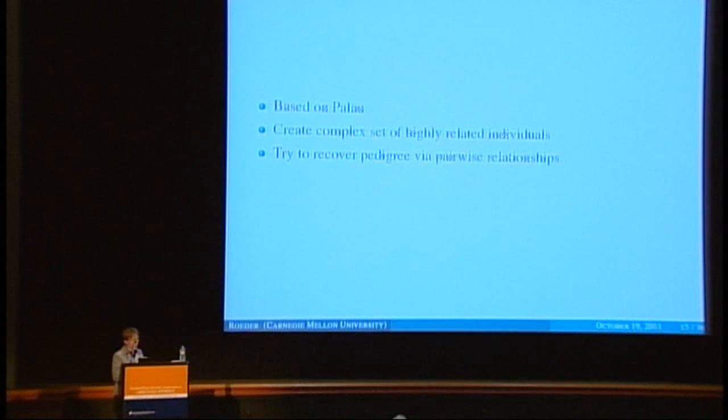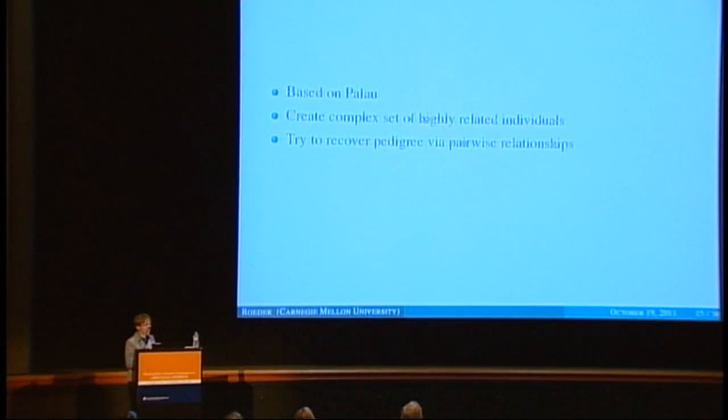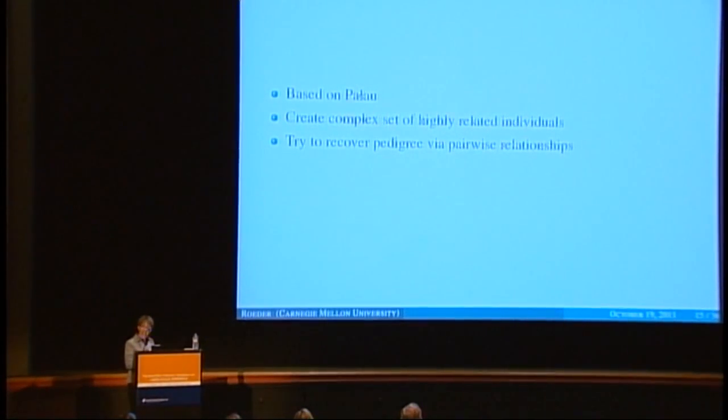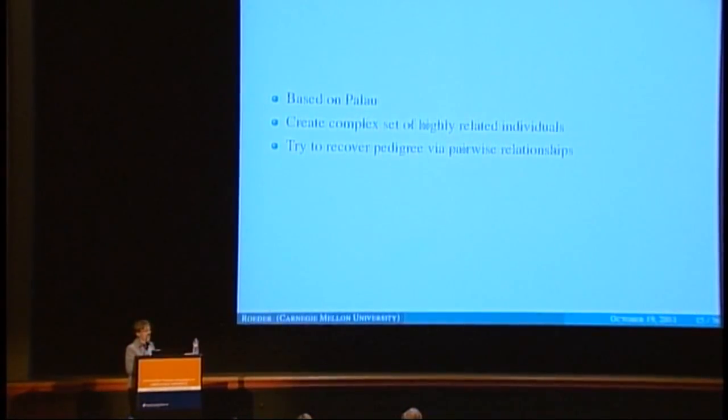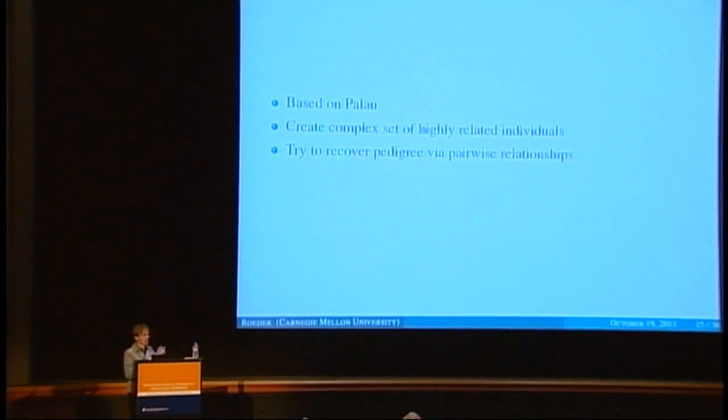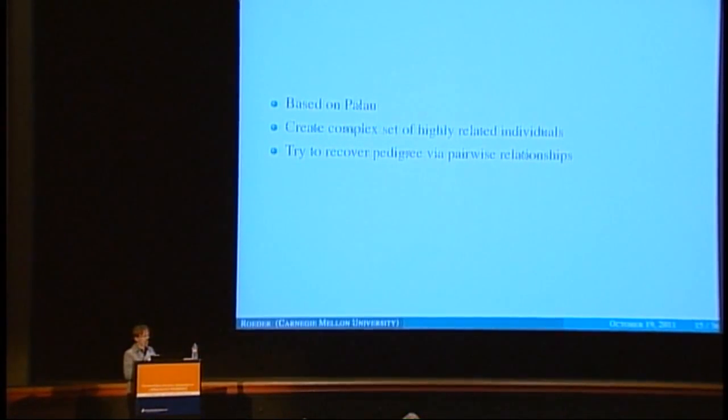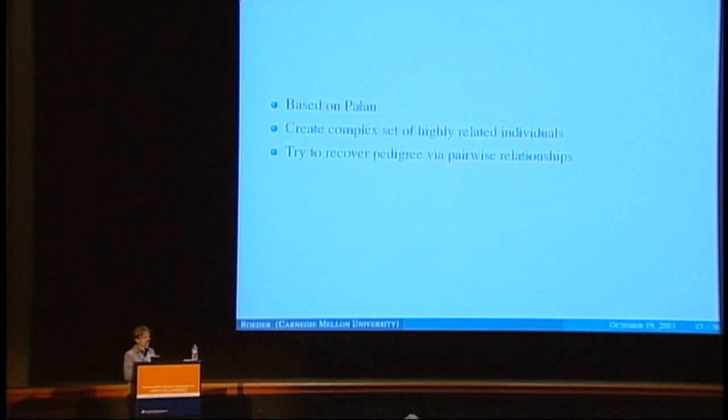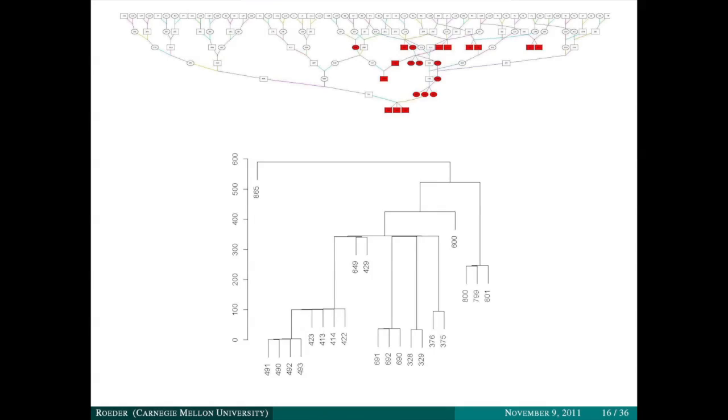So first I'll show you a simulation. We simulated data like Plow. We simulated people for 8 generations of random mating, and then we have a big pedigree, and we look to see if we can rediscover the pedigree using treelets, which would be kind of remarkable. And in fact, it does work.